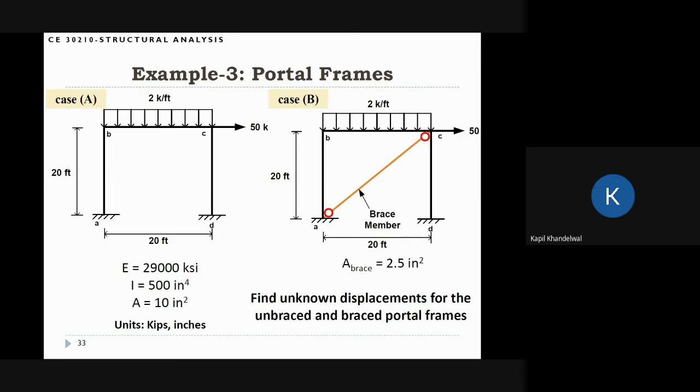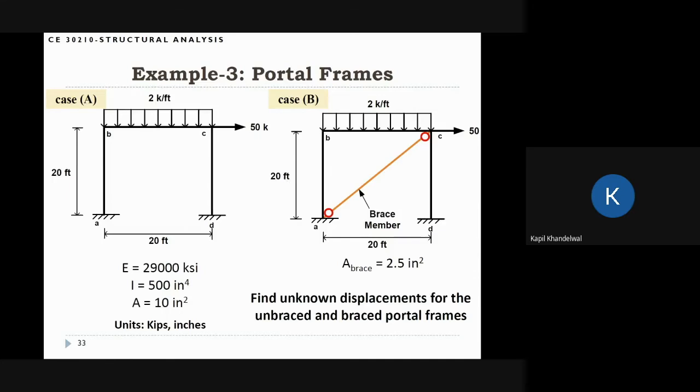So let's get started. First, we want to assign the degrees of freedom. And in this case, we are only interested in finding, let's say, unknown displacements. If you think carefully, the unknown displacements are at B and C in both cases. Okay, B and C, that's where the unknown displacements are. And I'm not interested in finding, for example, member forces and support reactions.